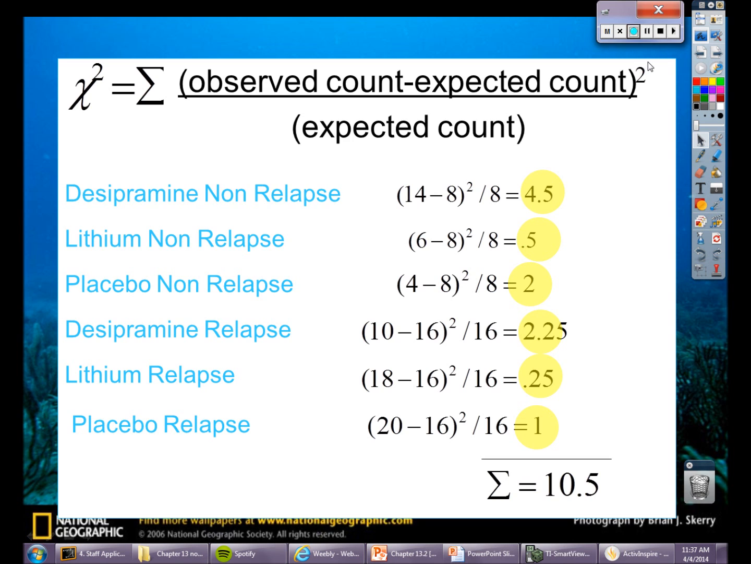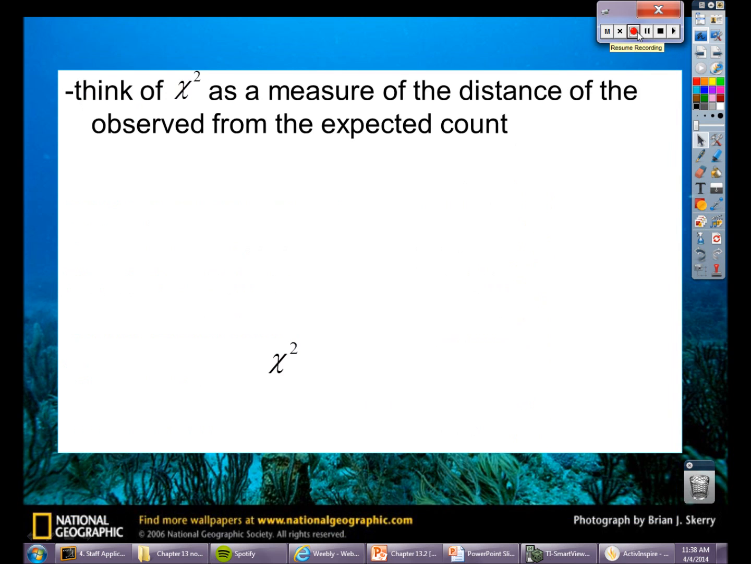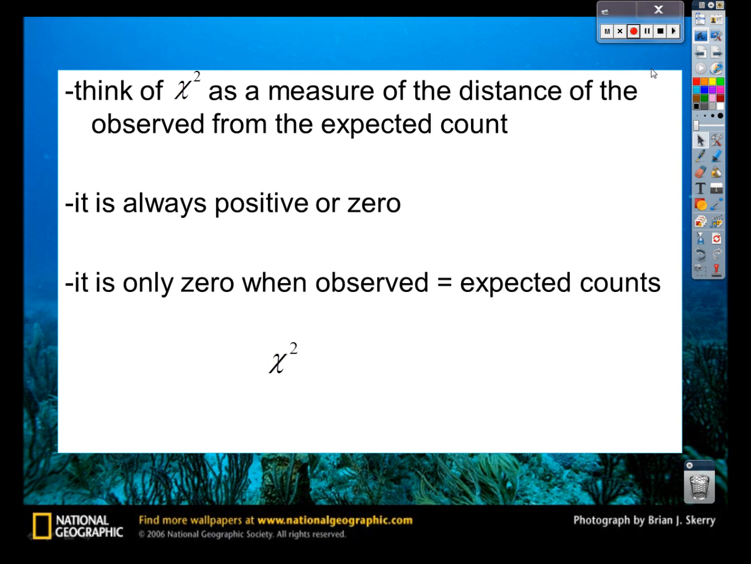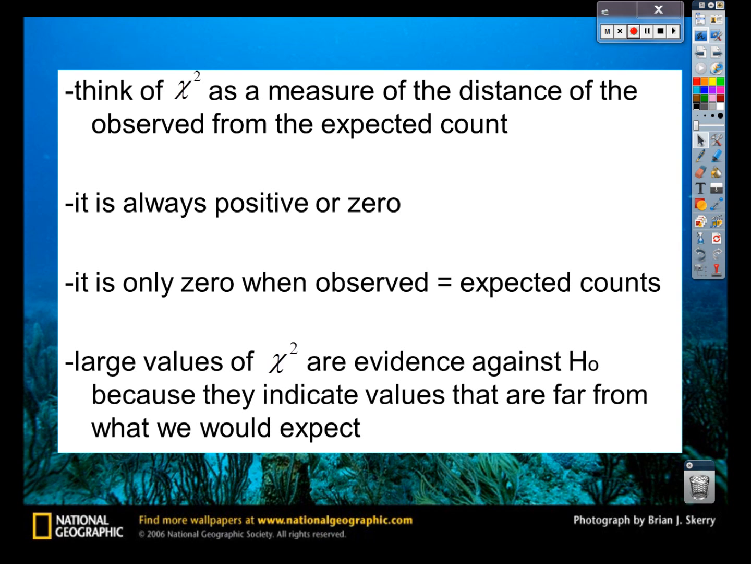I'll be using this value to help me find the p-value. But before I can do that, I must find the degrees of freedom. Try keeping in mind that the chi-square test value is giving me the distances from the observed minus the expected. It always has to be a positive value or at a minimum 0. The only time it can be 0 is when the observed and expected counts are the exact same. The larger your chi-square test statistic value, the more evidence you have against the null. So the higher that 10.5 was, or the further it is from 0, would give me more evidence against the null, suggesting the alternative.